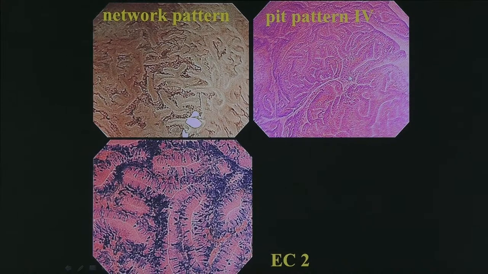The pit pattern was type 4. And the network pattern was just benign.